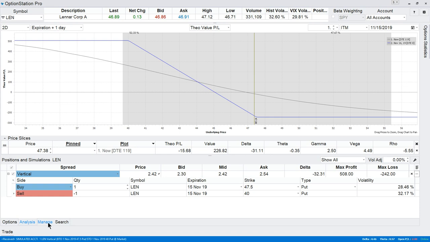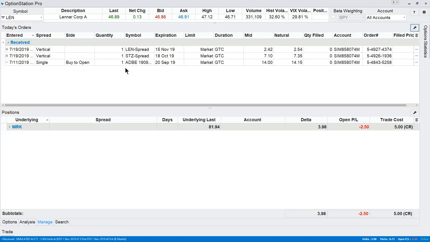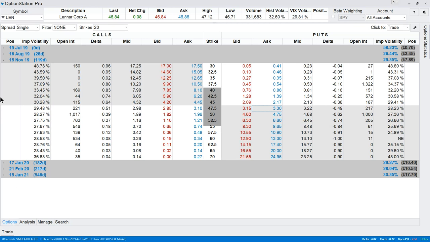And now the order is in the system. If I go to manage, I should be able to see my orders, the one I had earlier with STZ and the one I just placed now with LEN. Those are the orders in my system, and the trades are waiting to get filled. And that's it, okay? So this takes us to the end of the session today.